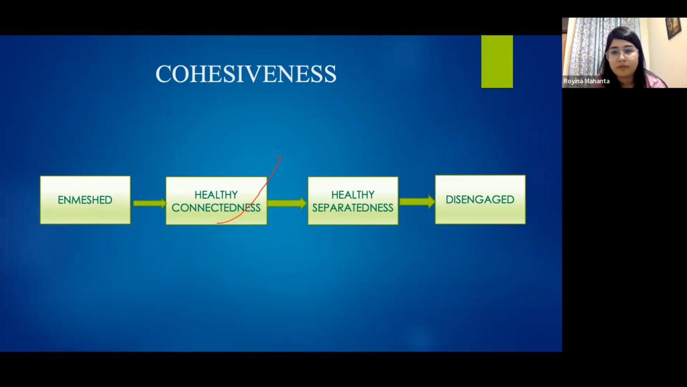Similarly, in terms of addressing a disengaged family, what we do is we try to reduce the independence and prescribe some family rituals to ensure that the family is also spending time together, and they also understand and know each other as family members, and they are not completely in the dark about what is going on in each other's lives. So this is what is cohesiveness.